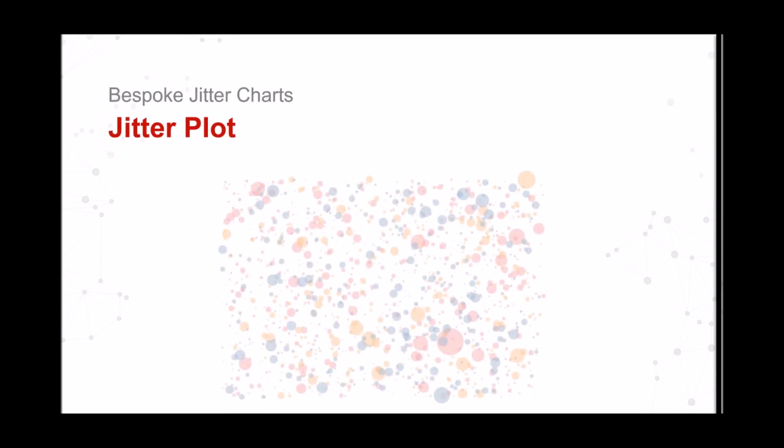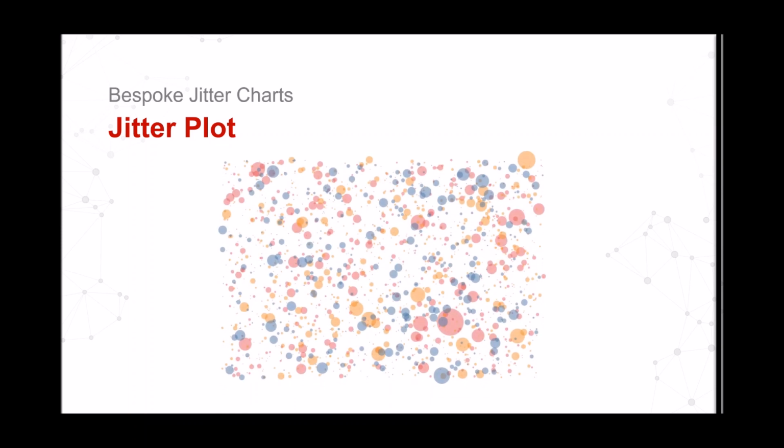Bespoke jitter charts, a jitter plot, and this is what it looks like. As you can see, we have multiple data points, and instead of having an X and Y axis, this is just points randomly splattered onto a screen. Now it does look random, however, when utilized, it can create some very interesting effects, very interesting insights. So let's get started by exploring this interesting technique.